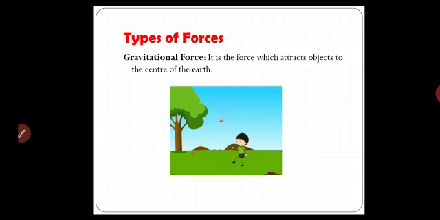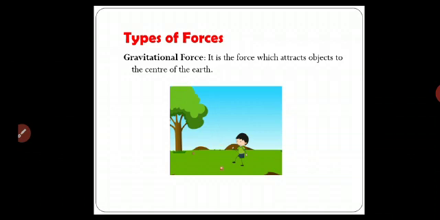So you're seeing a ball coming down from the air, just hitting the ground, and again it's going to bounce back. That is nothing but the gravitational force. It is a force which attracts objects to the center of the earth.